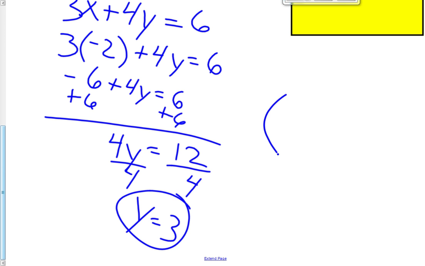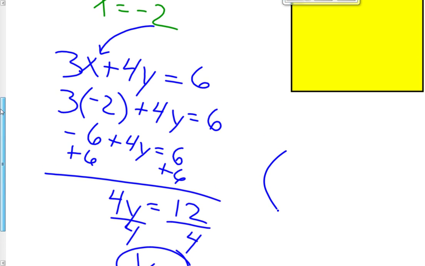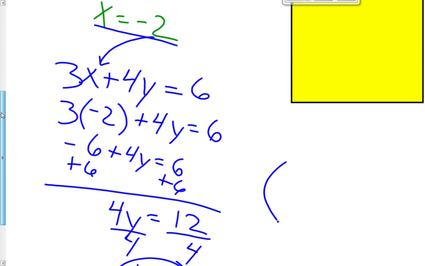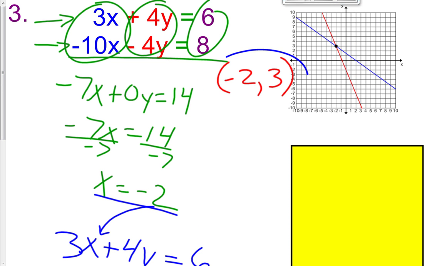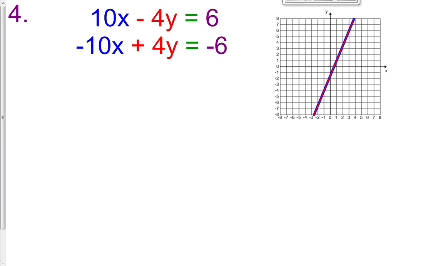So the x-coordinate is a negative 2, and the y-coordinate is a positive 3. Left 2, up 3. There it is, left 2, up 3. Okay? Hopefully you had success when you tried that on your own. Here's problem number 4, everybody.